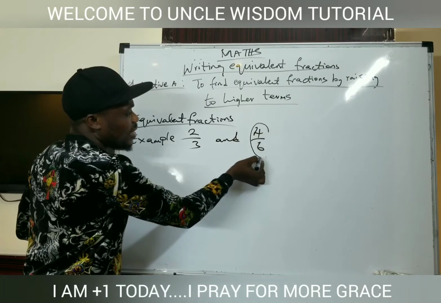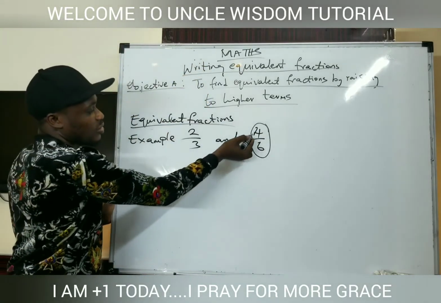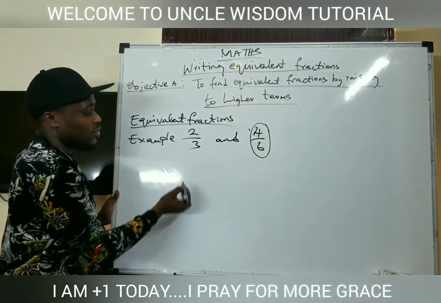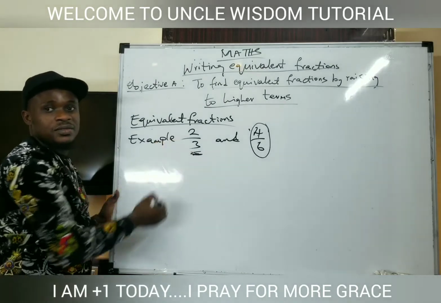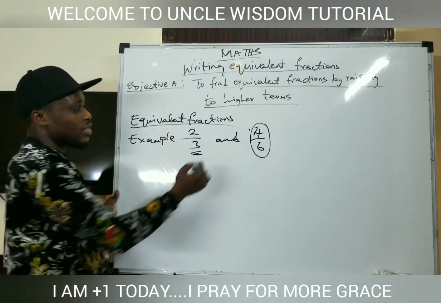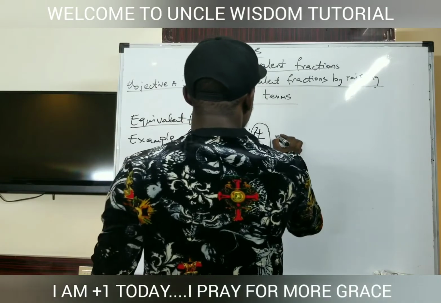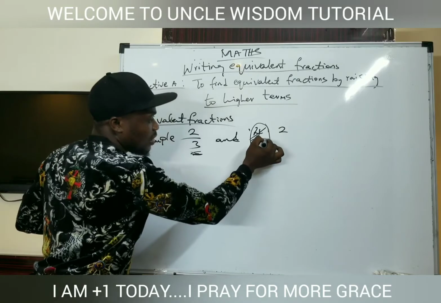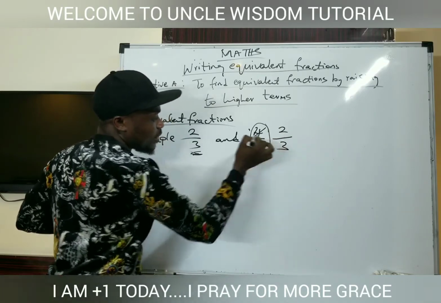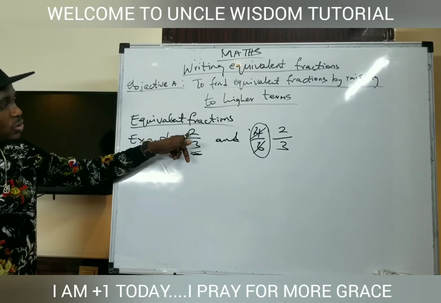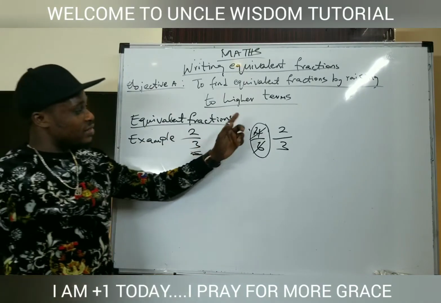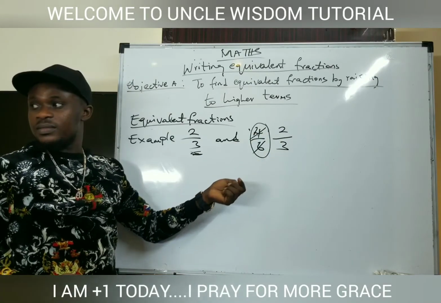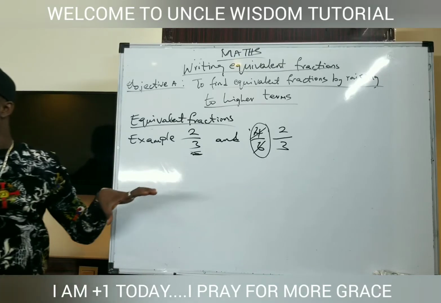If you can eliminate the common factors in 4/6, you can still arrive at this particular fraction, that is 2/3. And the common factor there is 2. If 2 can divide this one, now you can get 2. And if 2 can divide this one, you can equally get 3. Therefore, 2/3 is equivalent fraction of 4/6. They are the same, but they have different numbers.